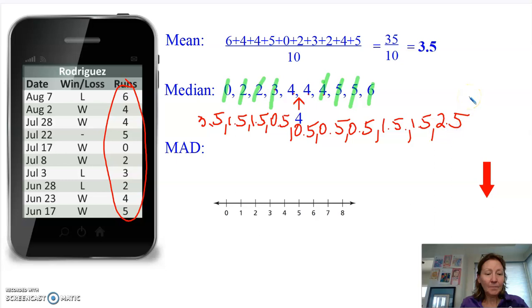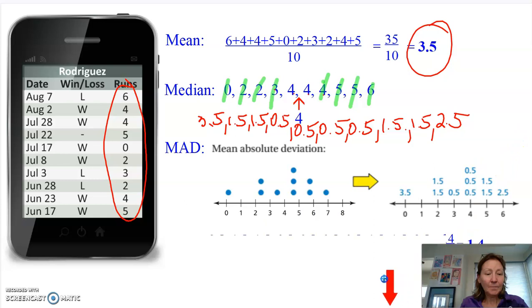Once I have all of those numbers that are the distance, so we're now trying to find the average distance from the average. And I add all those numbers together and divide by 10. And this time I get 1.4. Okay, so there we finally have something that's different about them.